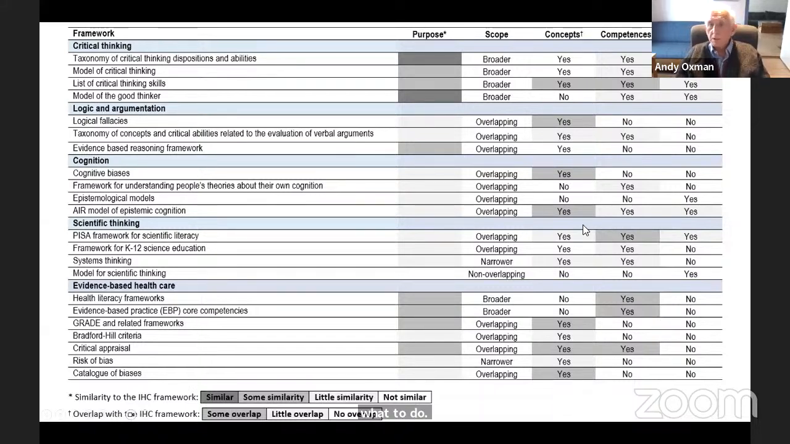Other critical thinking frameworks and the IHC key concepts framework overlap with other types of frameworks, including frameworks for logic and argumentation, cognition, scientific thinking, and evidence-based practice. Our review of these frameworks also informed revision of the IHC key concepts framework that we've been using.